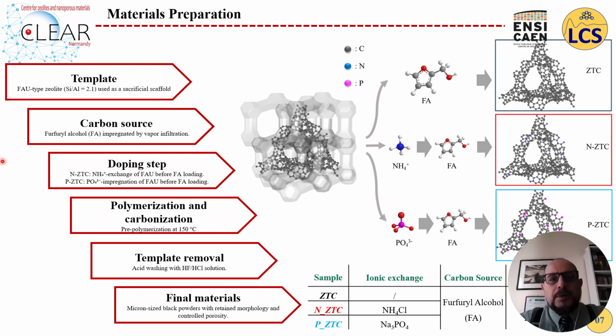The preparation process relies on faujasite zeolite as a structural template. By modifying the faujasite with nitrogen or phosphorus precursors prior to carbon deposition, we introduce dopants into the resulting carbon framework. After carbonization under inert atmosphere and subsequent template removal, we obtain the final ZTC-based materials with several types of heteroatoms included in the carbonaceous structure.